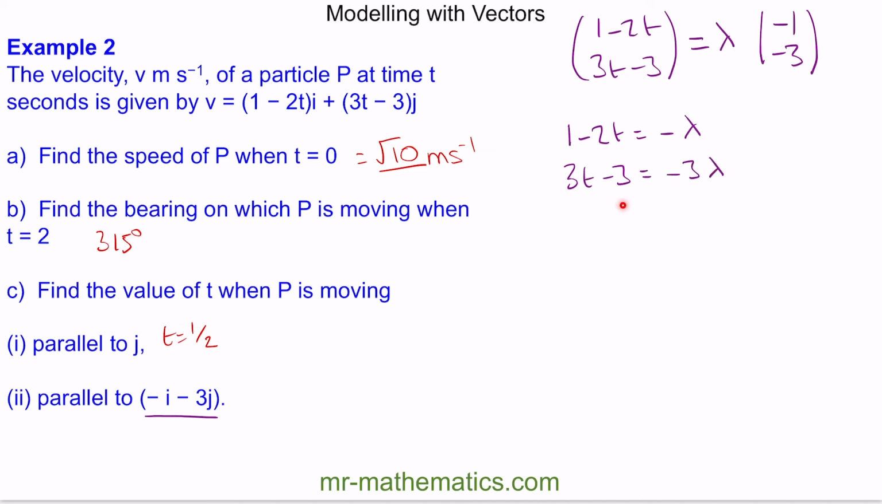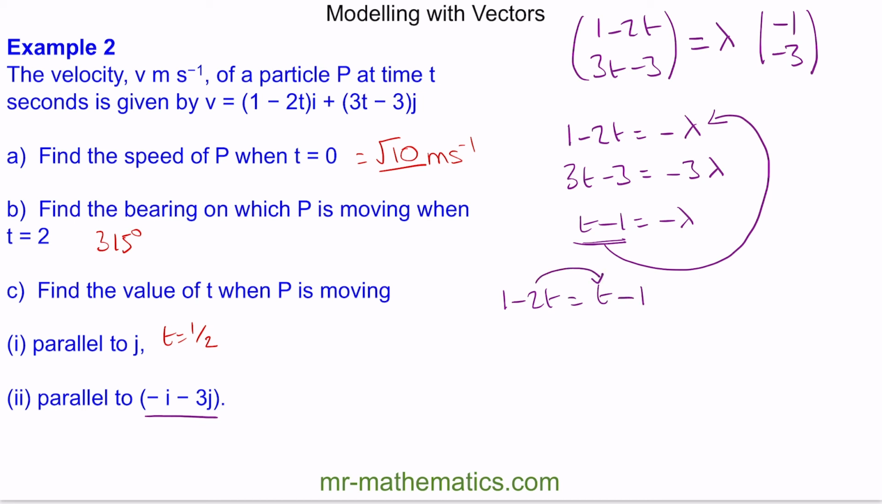I'm going to divide this equation by 3. So we have t minus 1 will equal minus lambda. So now I'm going to substitute this value of minus lambda into our first equation. So 1 minus 2t will equal t minus 1. We'll move these negative 2t's to the other side. So 1 will equal 3t minus 1. We'll move this negative 1 to the other side. So 2 will equal 3t. Divide both sides by 3. And t will equal 2/3.